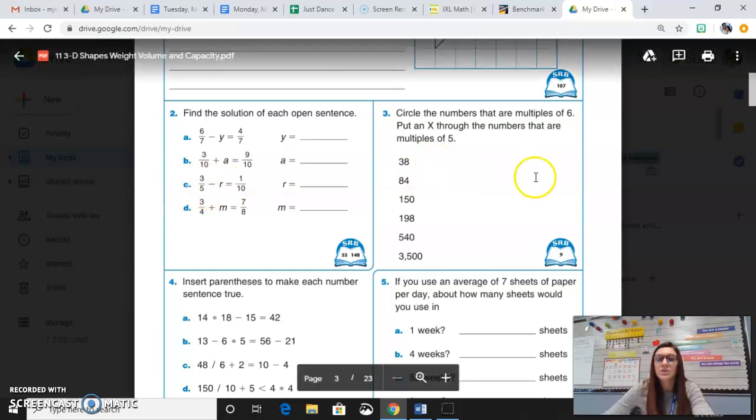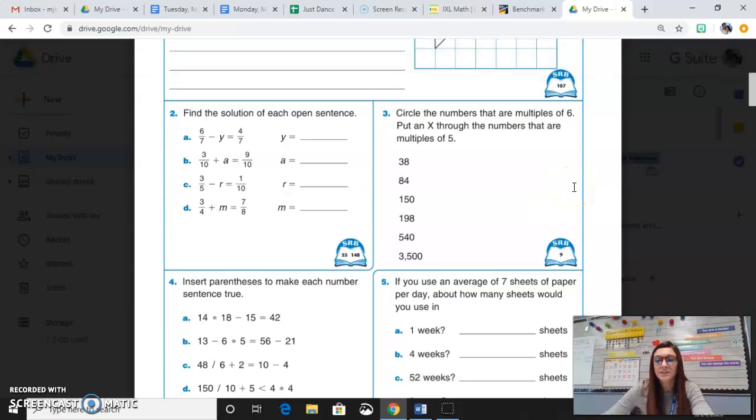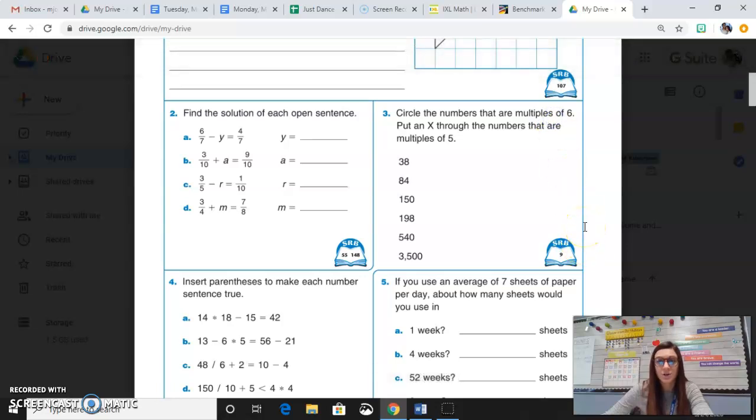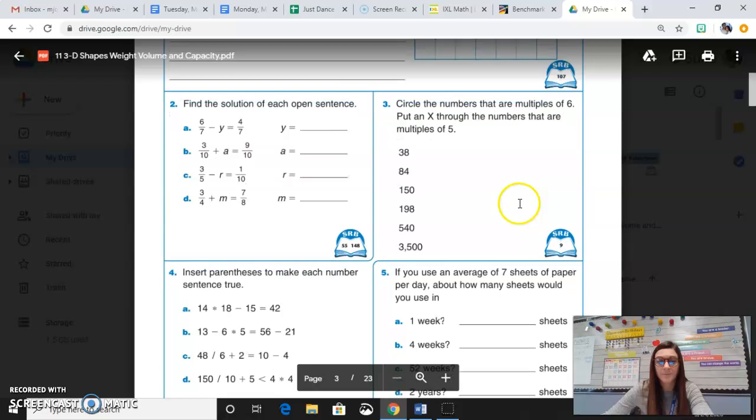Number 3, circle the numbers that are multiples of 6. I will not be doing this one for you. If you do not remember what a multiple is, you need to go in your MCA packet that we completed before you left and go to your notes and figure out what a multiple is. A lot of you get these mixed up with factors, so make sure to go into your math MCA packet and figure out what a multiple is to figure out this number 3.